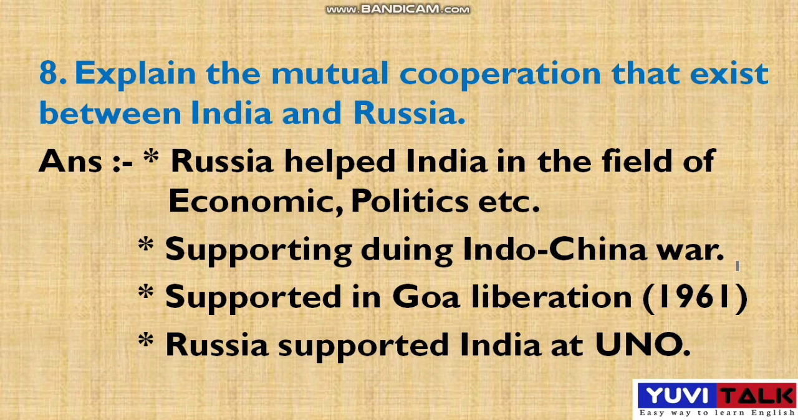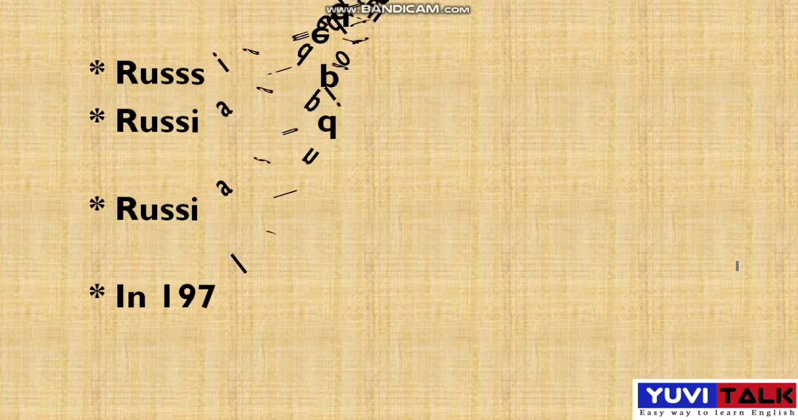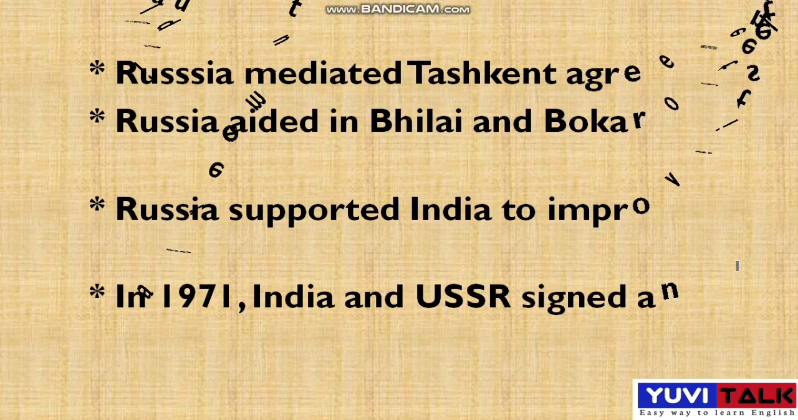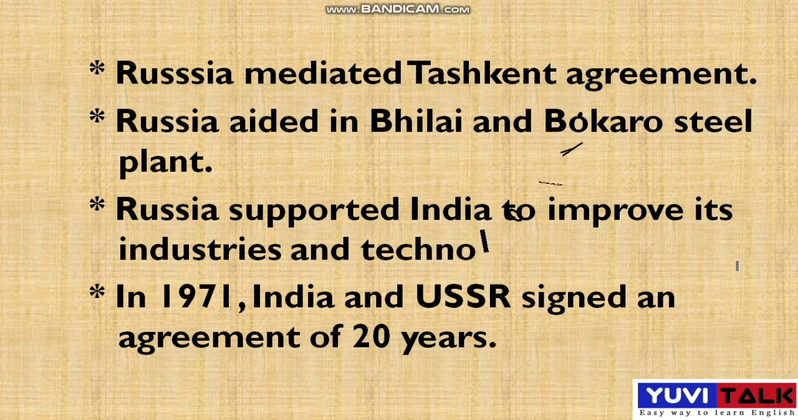And third is supporting Goa liberation. In 1961, when Goa's liberation was wanted, at that time also Russia supported us. And next is Russia supported India at UNO, even when India was trying to get a permanent seat in the UN Security Council. There Russia always supported India. The next point, see there. Russia mediated the Tashkent agreement. You know that the Tashkent agreement happened between India and Pakistan. For this also Russia became the mediator.